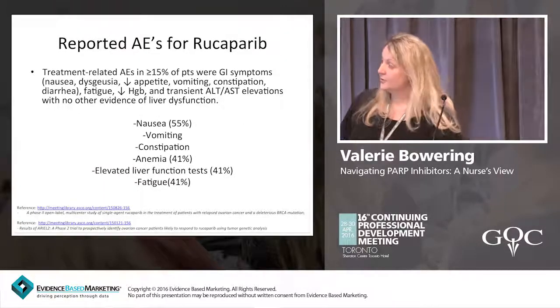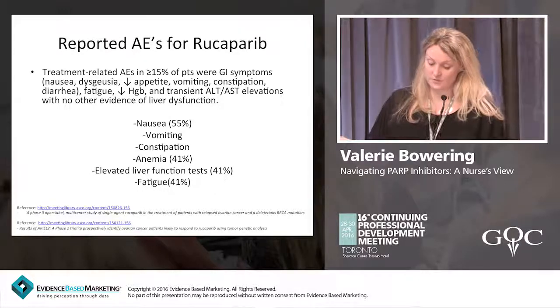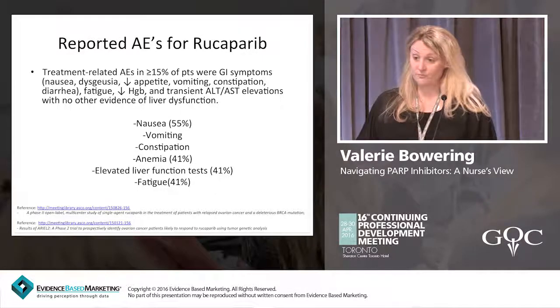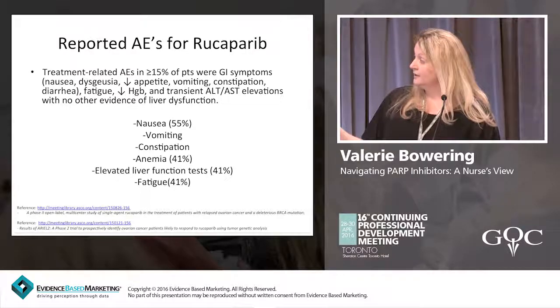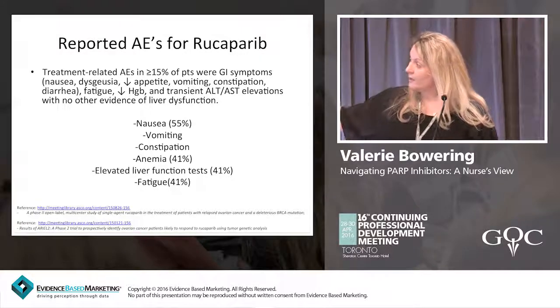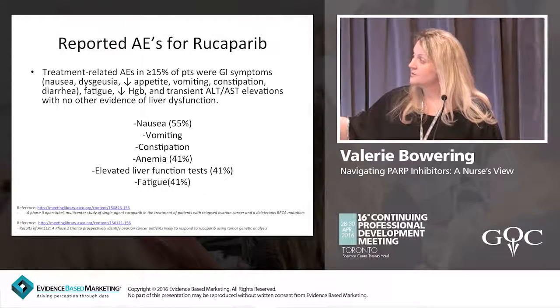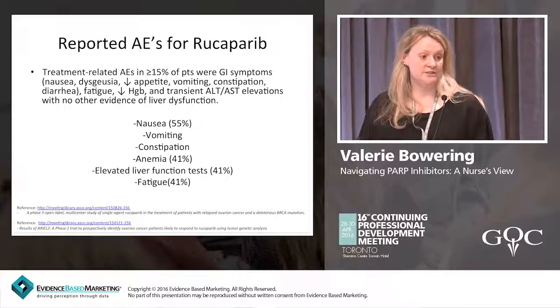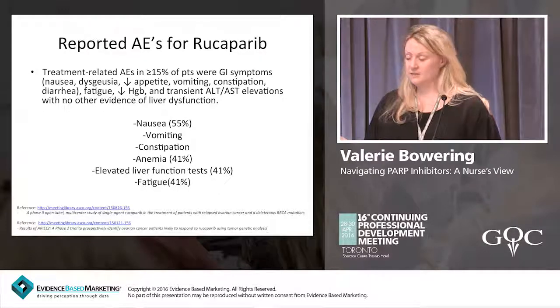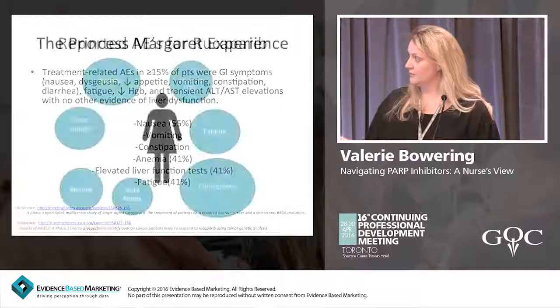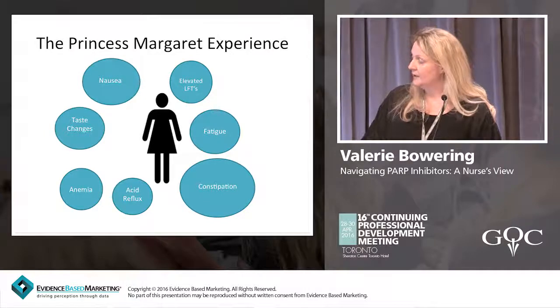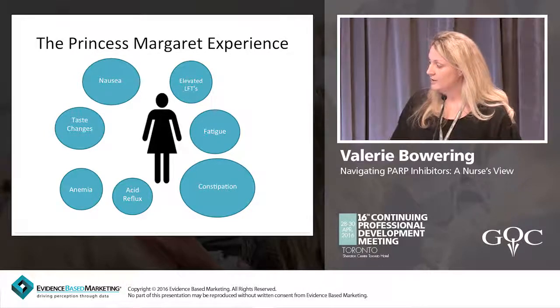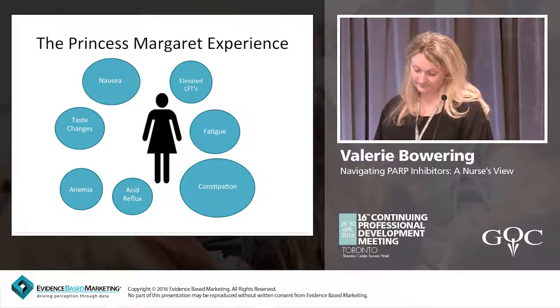So again, these are the reported AEs associated with rucaparib, and you'll notice not really that different from the niraparib. You were seeing nausea, vomiting, constipation, liver function test changes, fatigue. The other one I want to point out for rucaparib is dysgeusia, which is taste changes. That was something that we did notice when we were looking at our patients, as well as acid reflux.